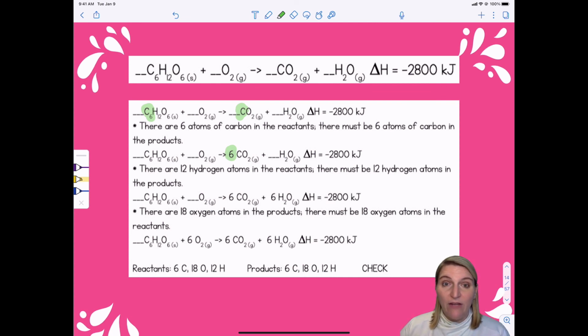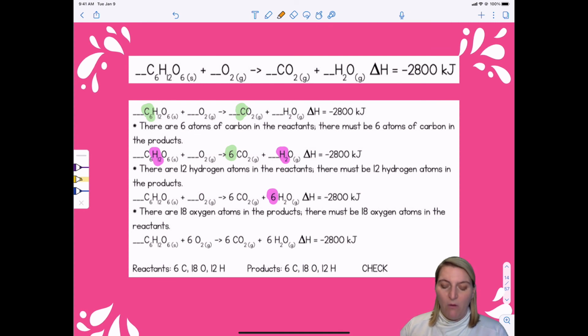Now that means I've changed the amount of oxygen. That's okay. If you notice, oxygen is all by itself over here. So I can leave that to the end to balance, and that's going to make my life a whole lot easier. Now the next one, now that I've done that, there are 12 hydrogen. And I notice over here there's only 2 hydrogen from the water. So I add the coefficient of 6 there, because 6 times 2 is 12. So now I've balanced my carbon and I've balanced my hydrogen.